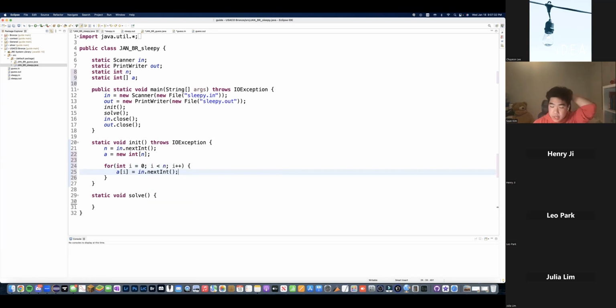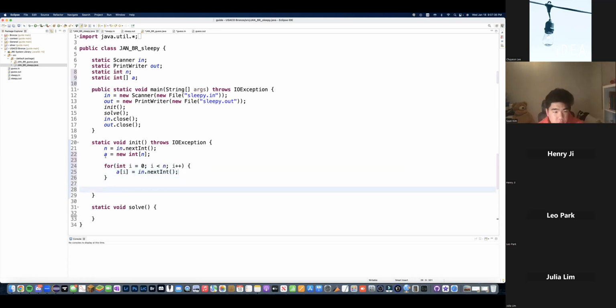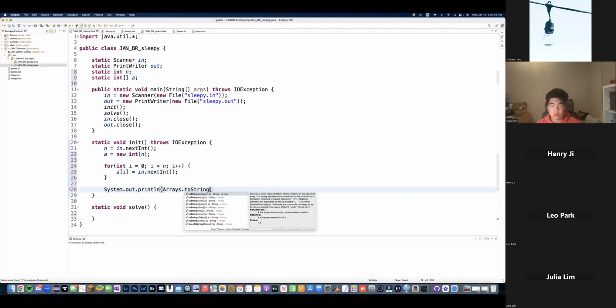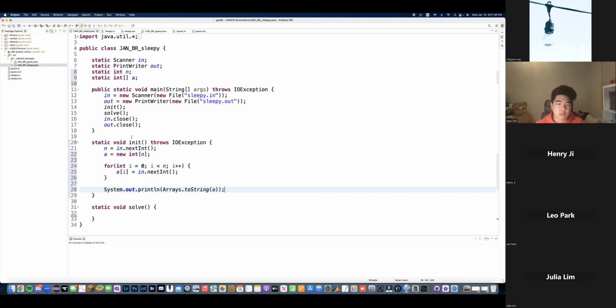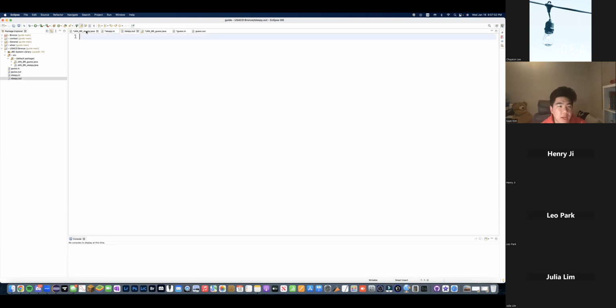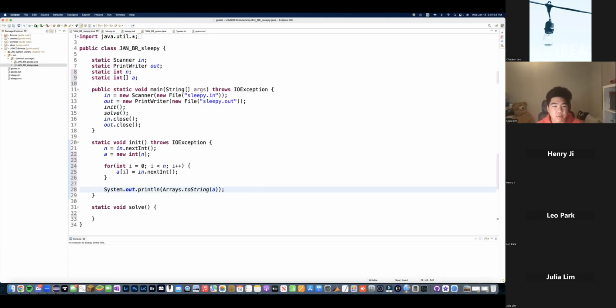And what I suggest you guys always do is check if what you're putting into the array is correct at the moment. So we're going to write System.out.println(Arrays.toString(a)). And I already filled in sleepy in and sleepy out, so that shouldn't matter. And if we run it, what we should get is 1, 2, 4, 3 as it came out.